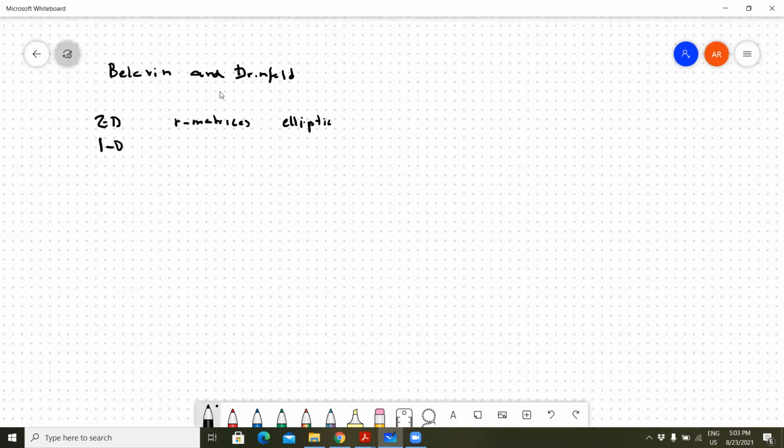And if it forms a 1D lattice, the R matrices are trigonometric, again in the sense that the matrix elements are of trigonometric form. And if it's 0D, then it's rational. And then there are very nicely classified solutions taking this into account.